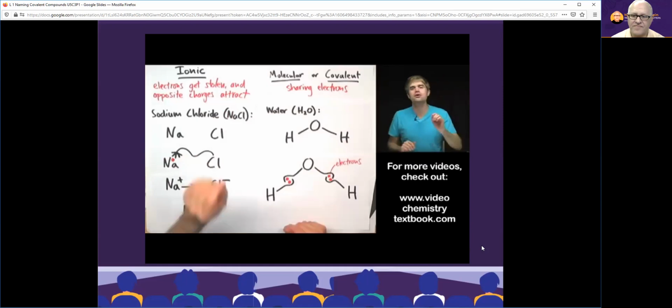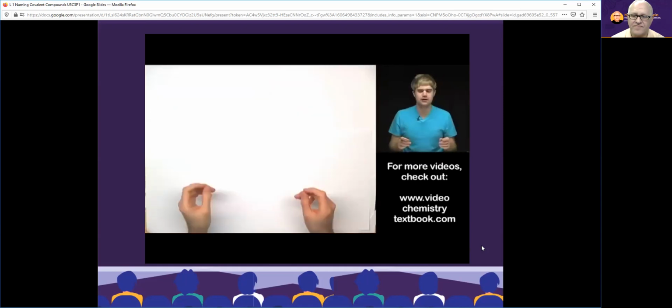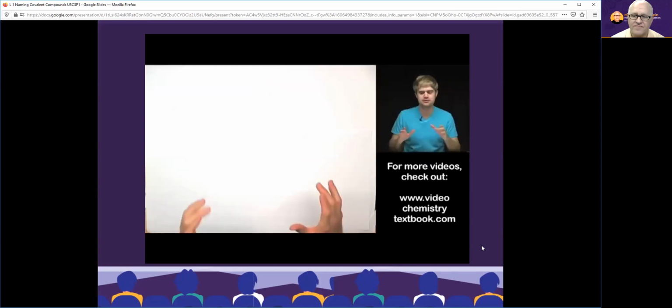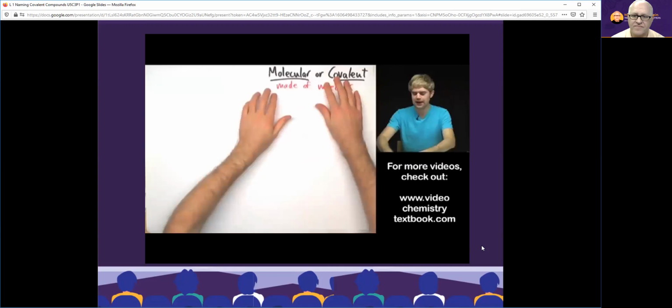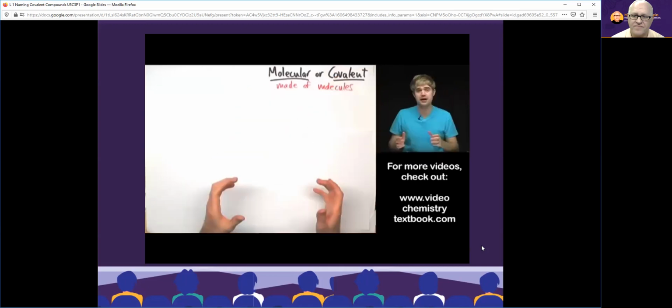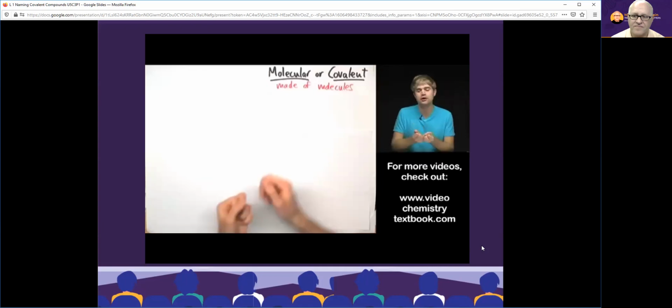Here is one more. Another big difference is how these compounds would actually look if we could see the atoms that make them up. So molecular or covalent compounds are made of molecules, which is a fancy word for a bunch of atoms that are stuck together in a clump.